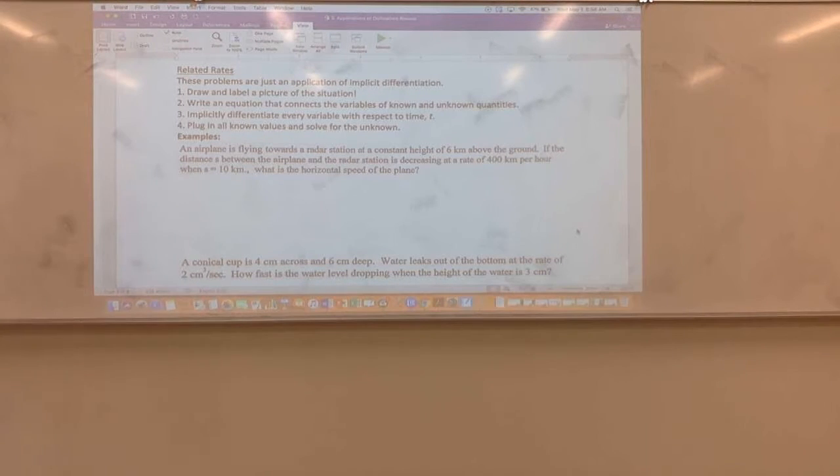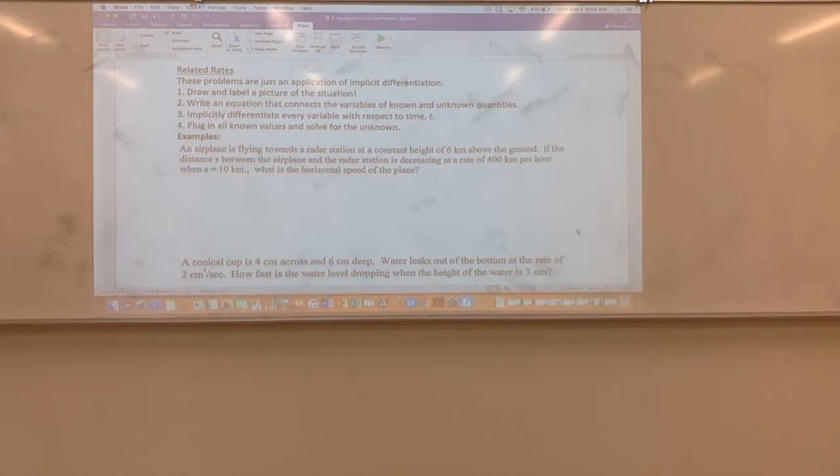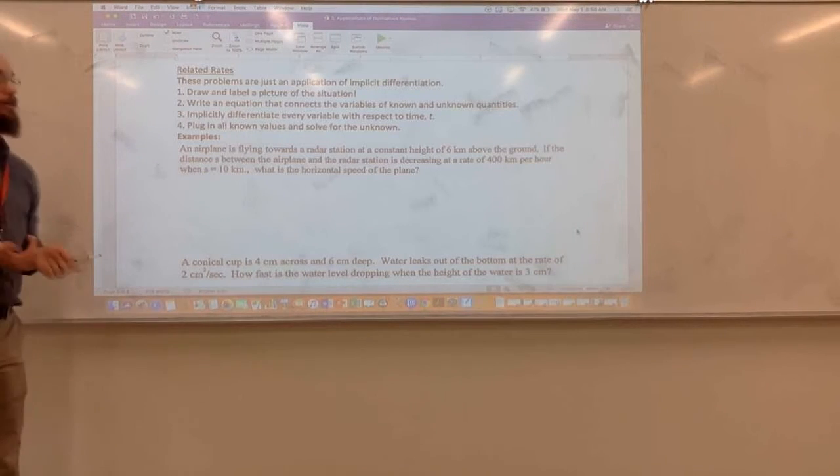So let's go through a couple of examples here. So first, an airplane is flying towards a radar station at a constant height of 6 kilometers above the ground.